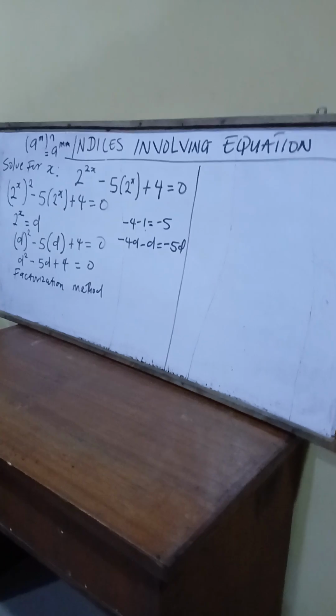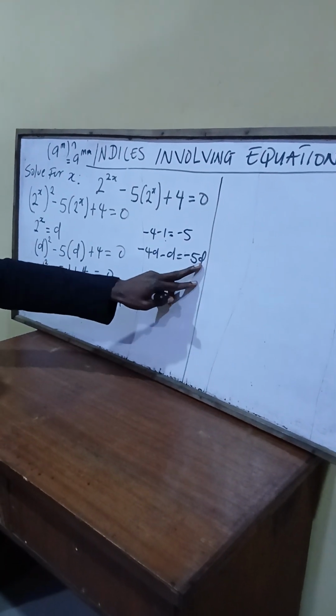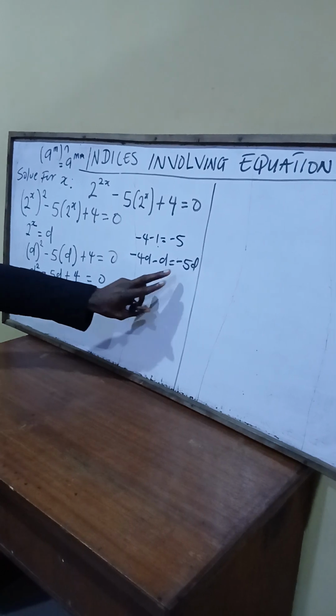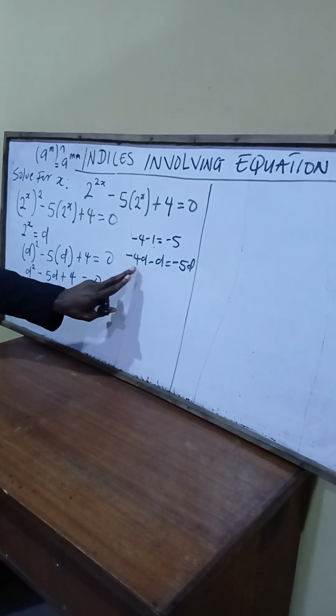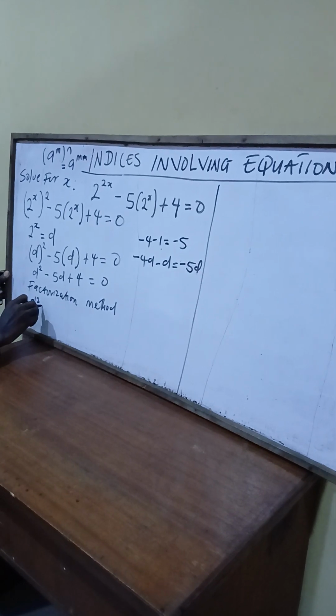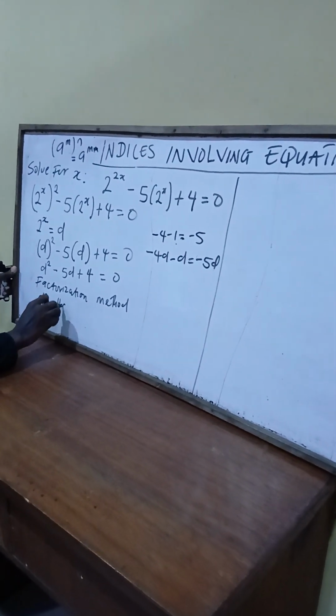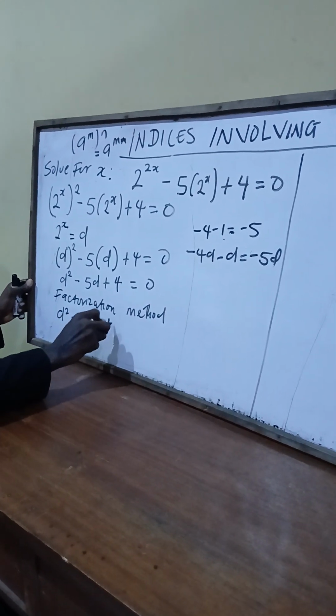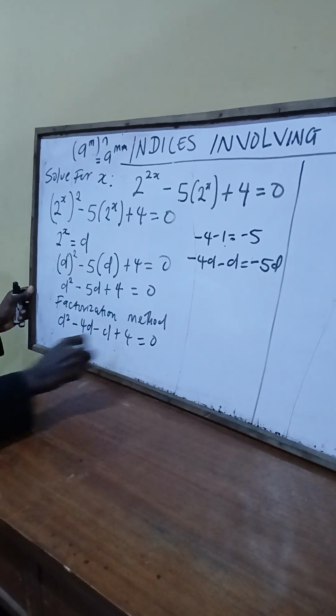Then it means that any place I see minus 5D, I will remove minus 5D and substitute it with minus 4D minus D. Then we have D square minus 4D, because of this, remember, minus D plus 4 equal to 0.